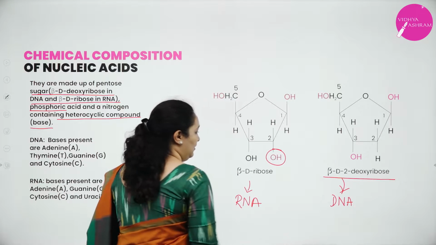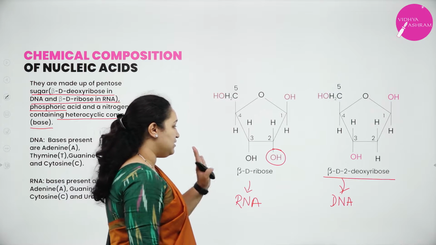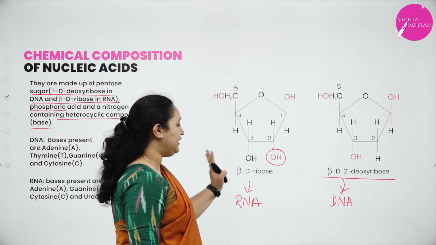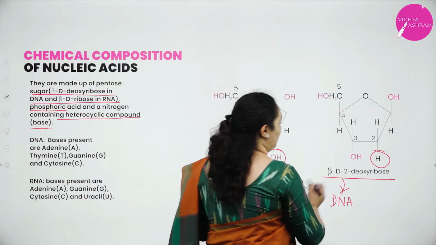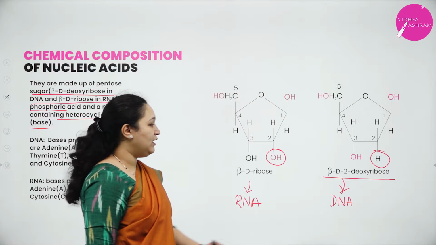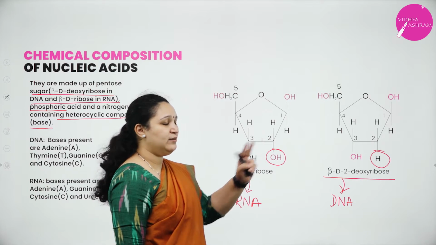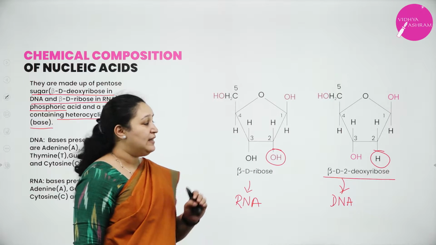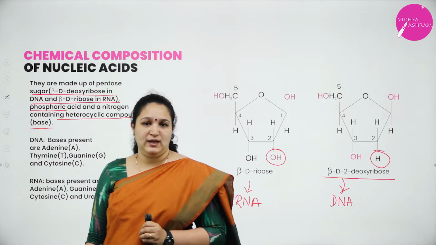So both are ribose or pentose sugar. One is just ribose, exactly beta D form, and in DNA, you can see the second position oxygen is missing. We call it beta D 2 deoxyribose, 2 because the second position OH is missing. That is about the sugar component of nucleic acid.